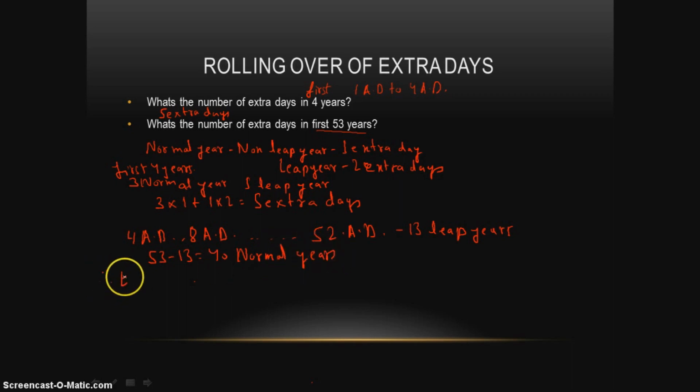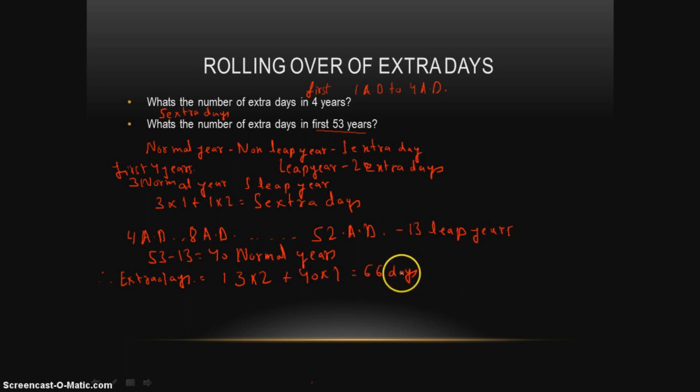Therefore, extra days is equal to 13 into 2, because 2 extra days in a leap year, plus 40 into 1, which is a normal year, which gives me 66 days. But hang on, it is not 66 extra days.